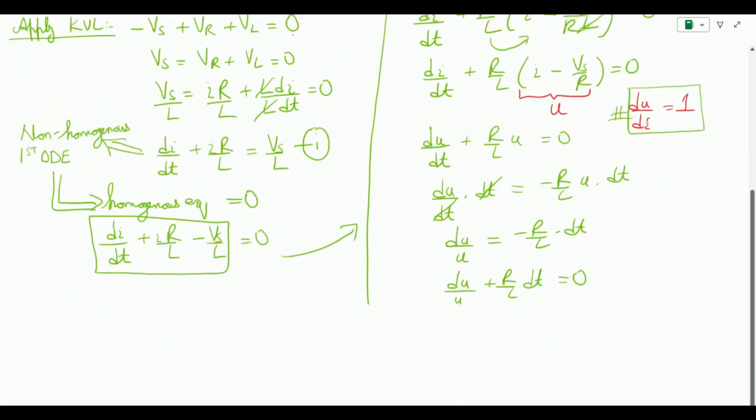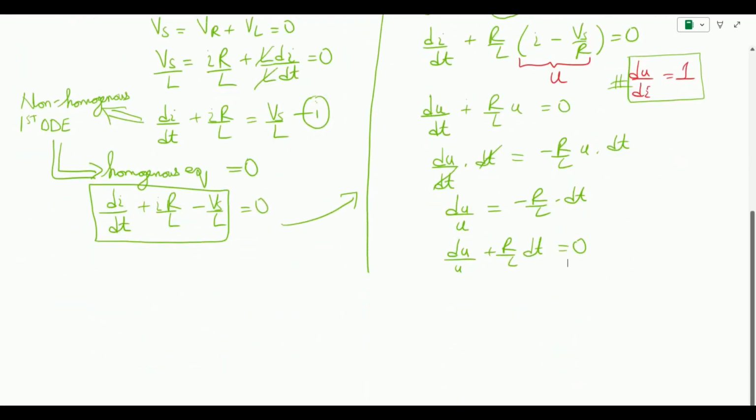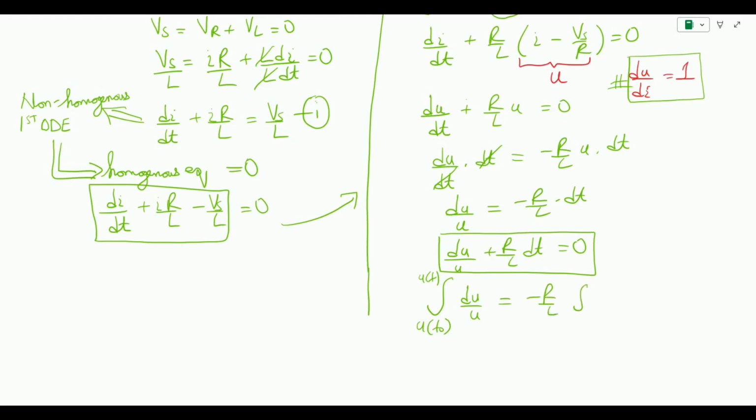Now once I have this, I can easily start to figure out the value of the current by integrating this whole expression. So what I can do is integrate the expression and use the relative terms. I can write the integral of u of t naught to u of t, these are my initial to final limits, of du by u, equals minus R by L, and then the limits will be from 0 to t, d of t.